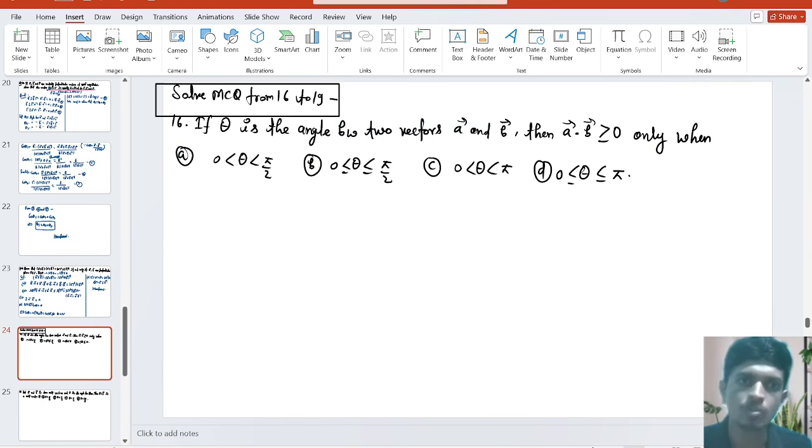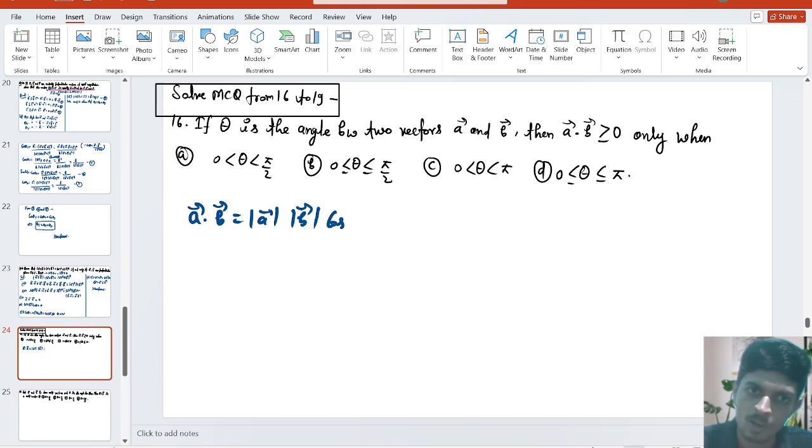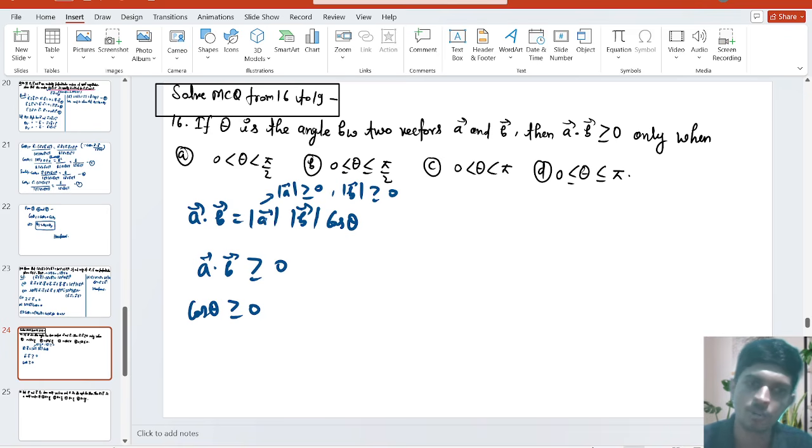So coming to the next. Next is the answer to the question. If theta is the angle between vector A and vector B, then vector A dot vector B is 0 only when... So we know that vector A dot vector B is equal to modulus of vector A, modulus of vector B, cos of theta. The modulus of any vector is greater than or equal to 0. The modulus of vector B is also greater than or equal to 0. This is non-negative, so it is only possible if vector A dot vector B is greater than or equal to 0, which is only possible if cos theta is greater than or equal to 0.